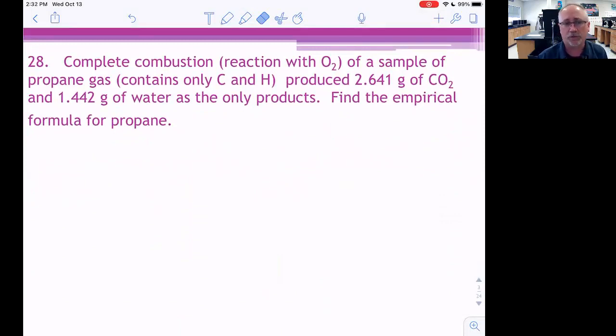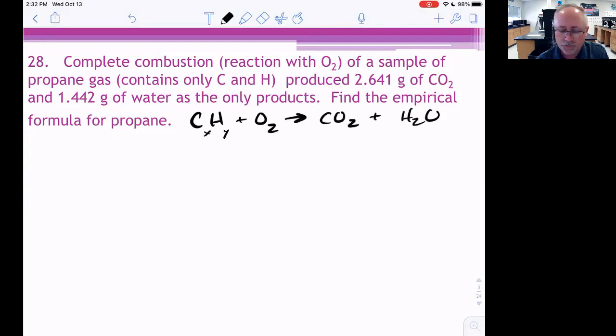So I'm going to go through and do these with you, and I may bounce around a little bit, as it's been a while since I've made a video with you guys. It says here, complete combustion, reaction with oxygen of a sample of propane gas, and we don't know how many carbons and hydrogens there are. So we've got something with carbon and hydrogen combining with oxygen in combustion, producing CO2 and H2O. The amount of CO2 it's producing is 2.641 grams, and the amount of water is 1.442 grams.